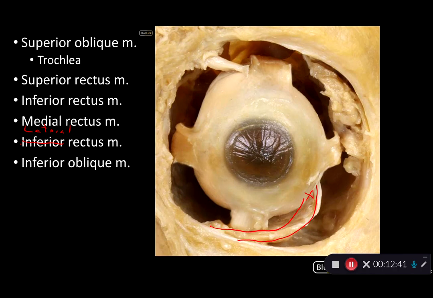It is an abductor and an elevator of gaze, so it's turning the eye upwards and outwards. It's also an extortor of the eye as well. The inferior oblique muscle is innervated by our good friend cranial nerve 3, the oculomotor nerve, specifically the inferior division.